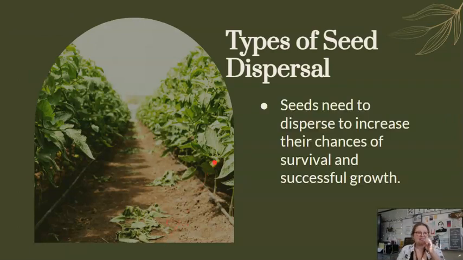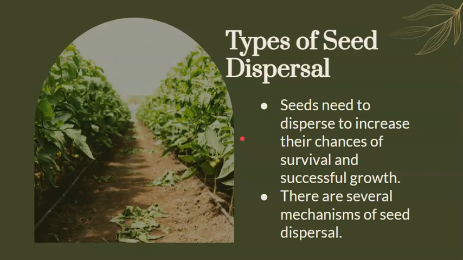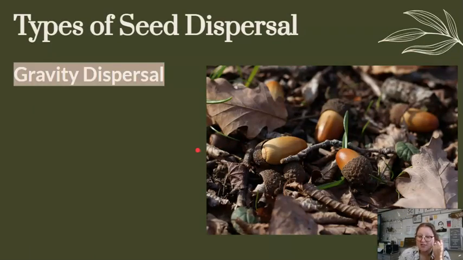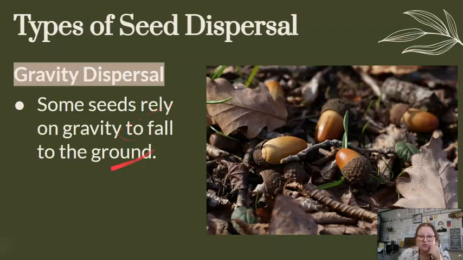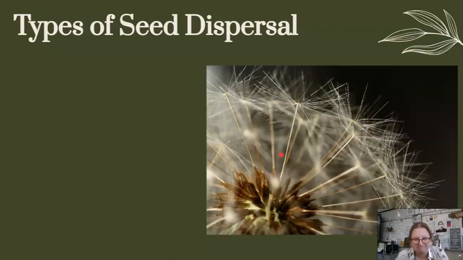Now we're going to talk about how seeds get around. Seeds need to disperse to increase their chances of survival and successful growth. There are several mechanisms of seed dispersal. First is going to be gravity. It's just pulled down to the ground. Some seeds rely on gravity to fall. Examples are acorns and chestnuts. So they just fall from the tree to the ground.